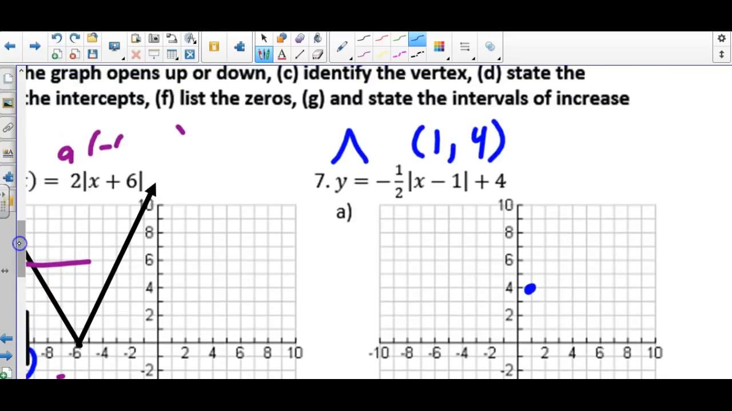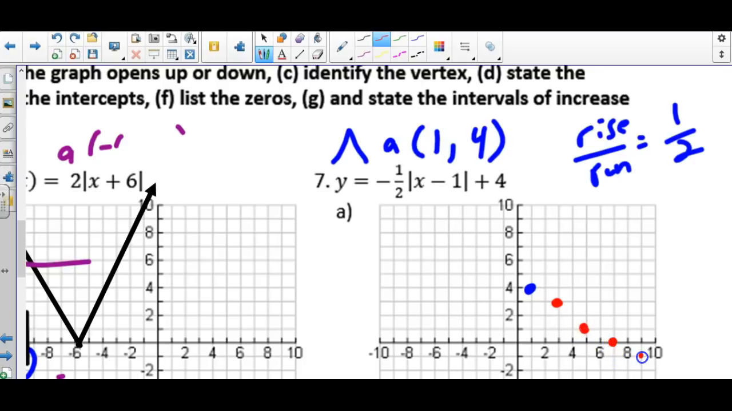Now I've got to address my slope, rise over run. Well, look at the A value. A is 1/2. So that gives me my rise over run. Now I just plot my rise over run. Remember, this is going down. So I'm going to go down 1 over 2. My rise is 1: down 1, to the right 2. Down 1 over 2, down 1 over 2.